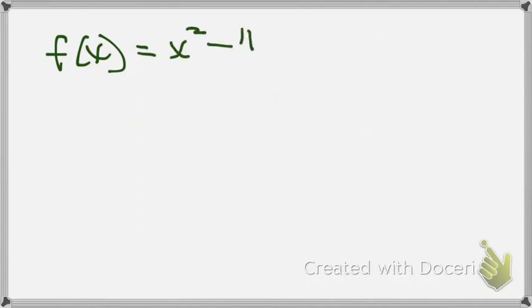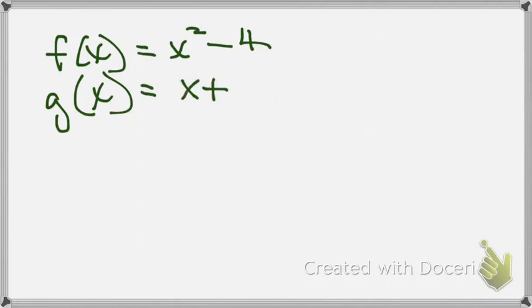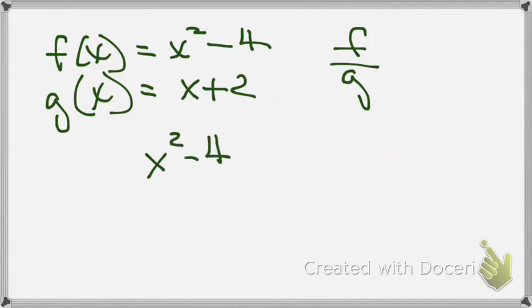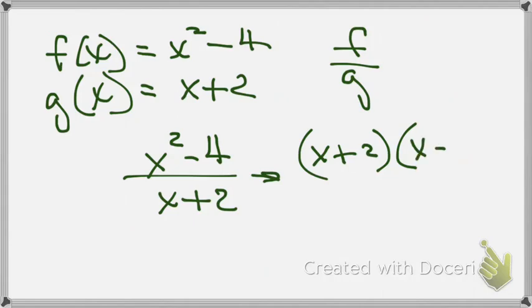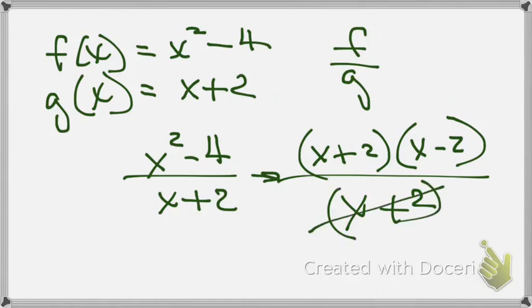Something that I do want to bring up though, putting this f of x equals x squared minus 4, and our g of x equals x plus 2. Alright, so when we are dividing those, when I had the f over g, if you do the math, difference of 2 squares, those cancel. So for the division f over g, we get x minus 2.